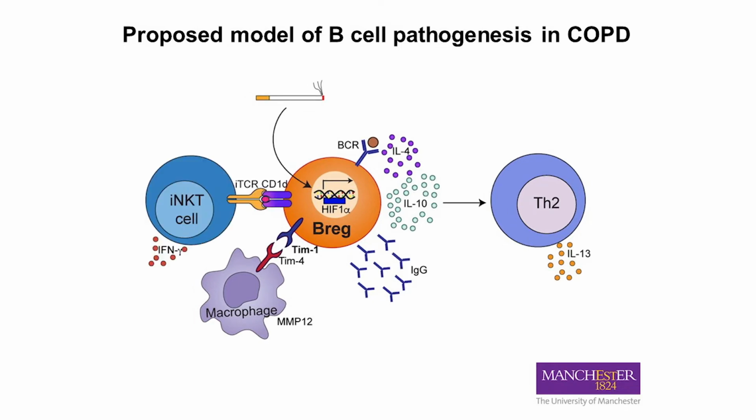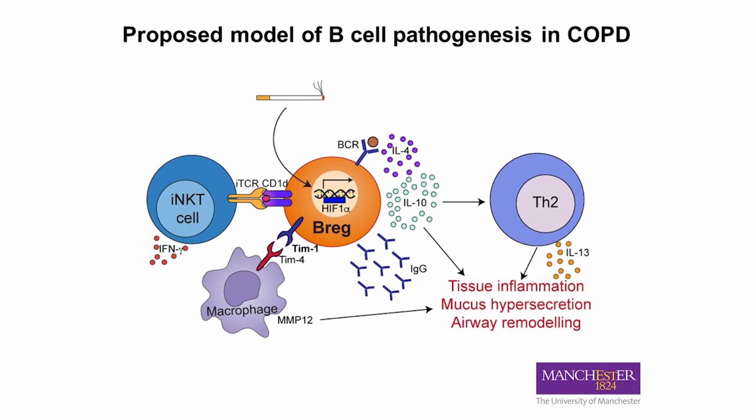B cells, via increased expression of CD1D and ApoE, can also modulate iNKT cell responses by promoting their proliferation and interferon gamma production by these cells, and therefore both directly and indirectly promote tissue inflammation, mucus hypersecretion, and airway remodeling in COPD.